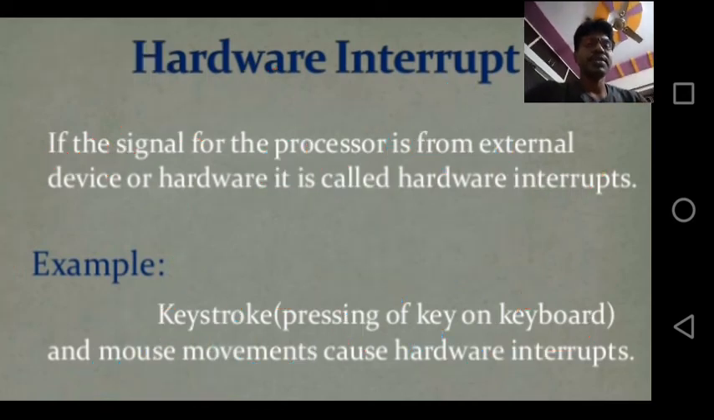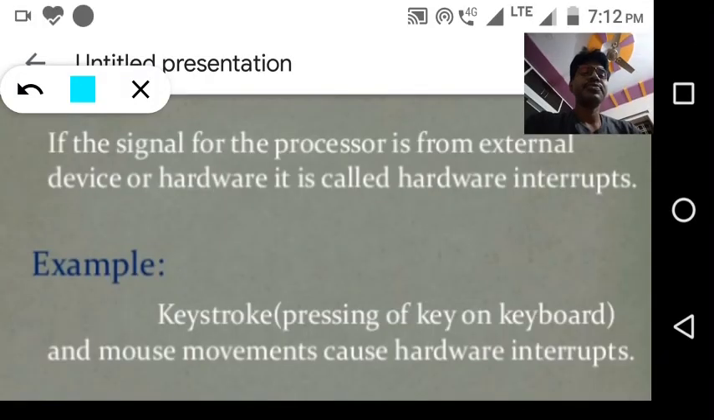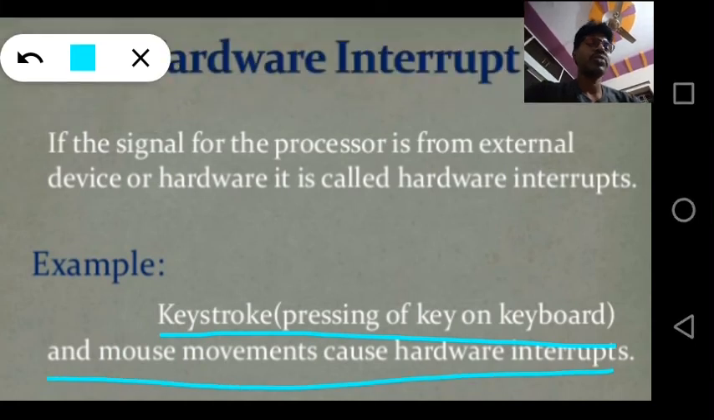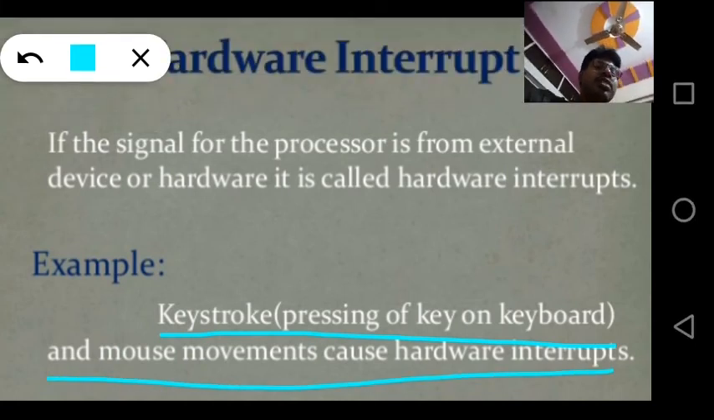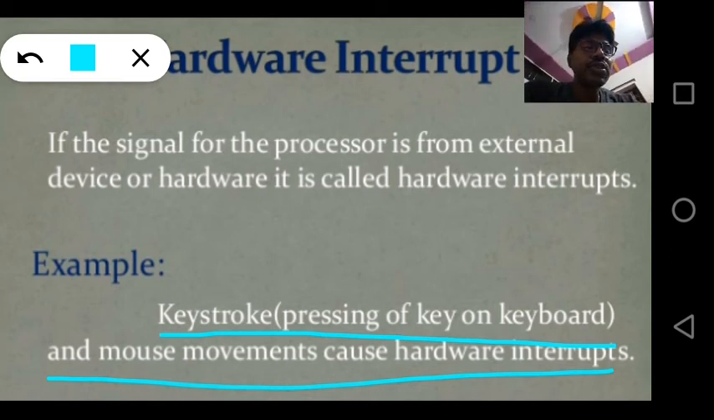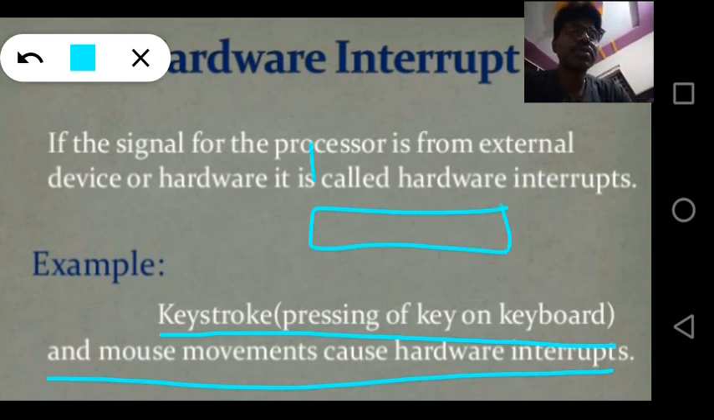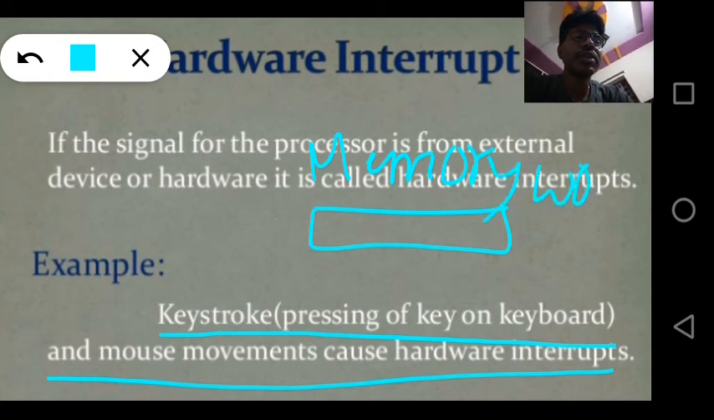This is the best example: keystroke. The examples of hardware interrupts are keystrokes, pressing a key on the keyboard, and mouse movements. These are examples of hardware interrupts. It doesn't mean that every keystroke generates an interrupt. See, when you type a word, when you type data, it has to be a complete memory word. Then the IO interface generates an interrupt.